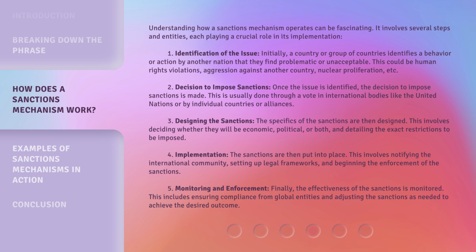3. Designing the sanctions. The specifics of the sanctions are then designed. This involves deciding whether they will be economic, political, or both, and detailing the exact restrictions to be imposed. 4. Implementation. The sanctions are then put into place. This involves notifying the international community, setting up legal frameworks, and beginning the enforcement of the sanctions. 5. Monitoring and enforcement. Finally, the effectiveness of the sanctions is monitored. This includes ensuring compliance from global entities and adjusting the sanctions as needed to achieve the desired outcome.